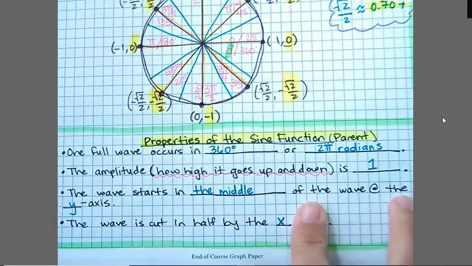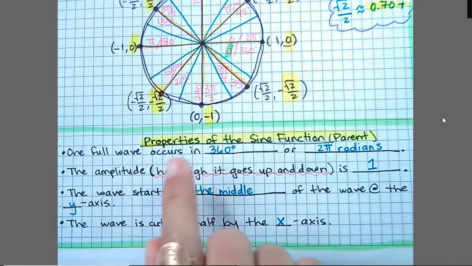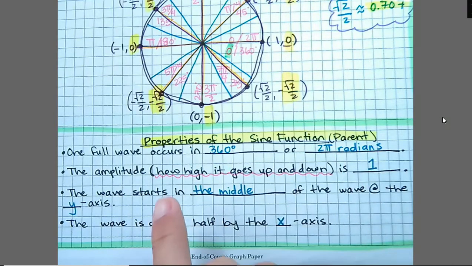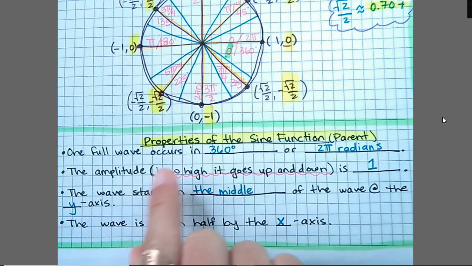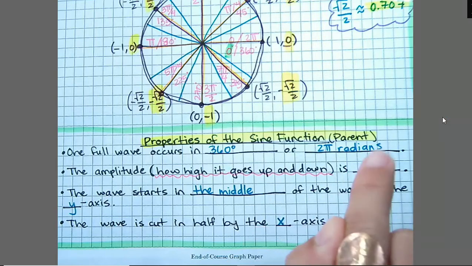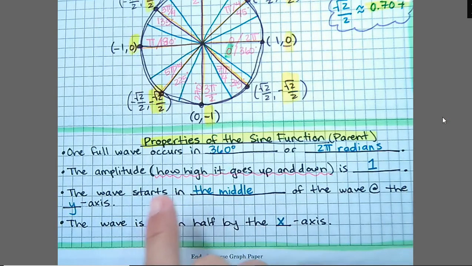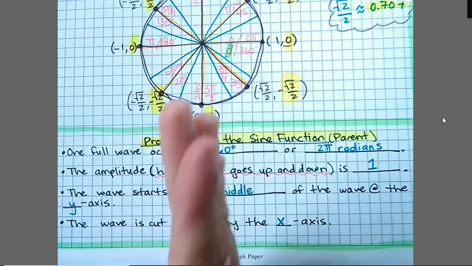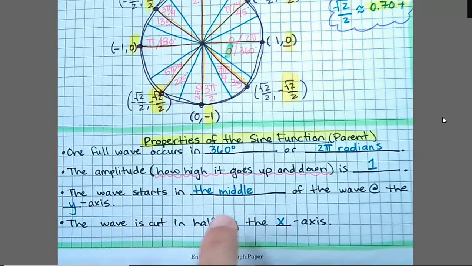All right, so properties of the sine function. One full wave occurs in 360 degrees, which is the same as 2 pi radians. The amplitude, that's a new word, is 1, so it goes up 1 and then down 1. And the wave starts in the middle of the wave, so it's starting at the slant, at the y-axis. And then the wave is cut in half by the x-axis.